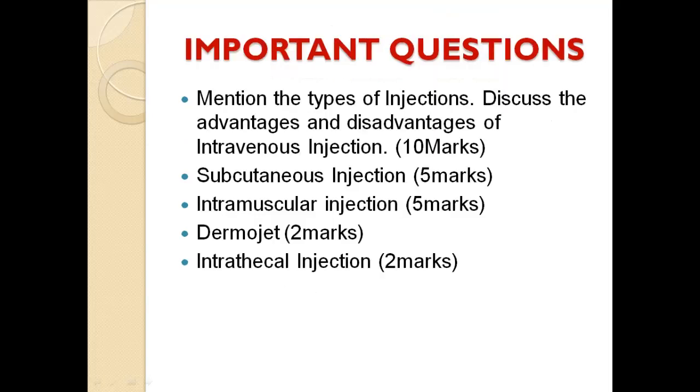The important questions which can be asked from this topic are: mention the types of injections, discuss the advantages and disadvantages of intravenous injection, subcutaneous injection for 5 marks, intramuscular injection for 5 marks, dermojet for 2 marks, and intrathecal injection for 2 marks.